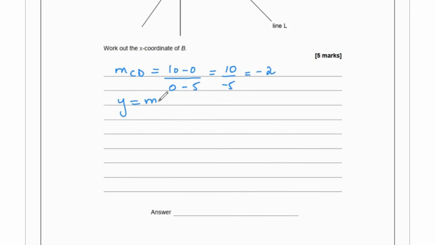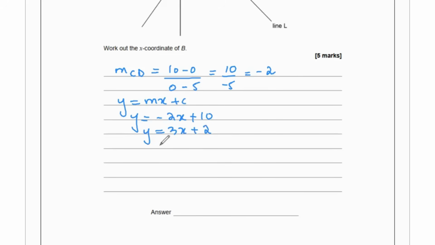Y equals mx plus c. M is negative 2, so negative 2x. And c is your y-intercept, so it's going to be plus 10. So y equals negative 2x plus 10 is the equation. And then we can simultaneously solve this with y equals 3x plus 2, which is the other equation.